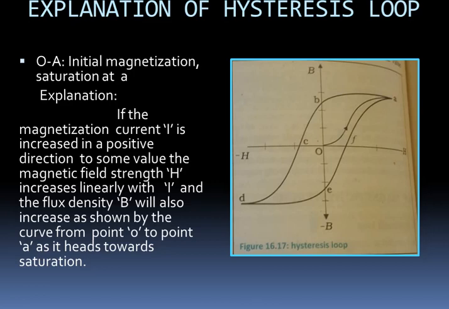If the magnetization current I is increased in a positive direction to some value, the magnetic field strength H increases linearly with I, and the flux density B will also increase as shown by the curve from point O to point A as it heads towards saturation.